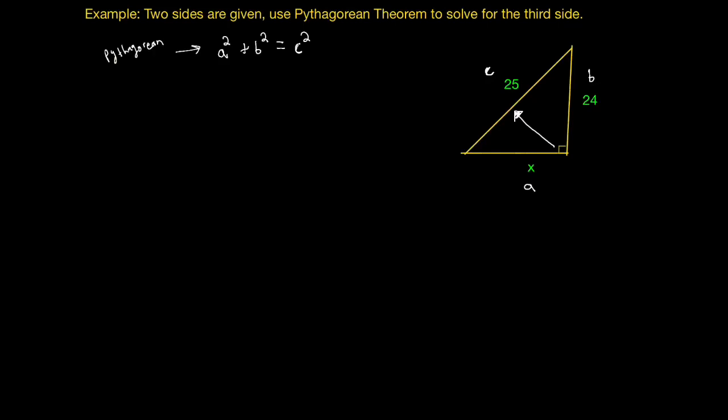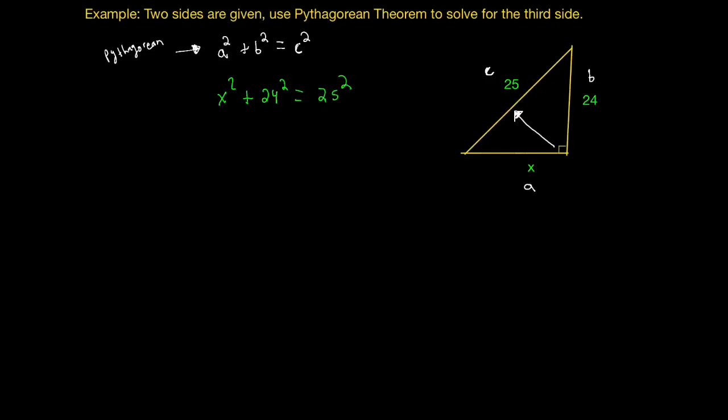Pythagorean theorem. And let's go ahead and apply the correct substitutions. So A, that's going to be X this time. And B, that's going to be 24. C is going to be 25. So we get that x squared plus 24 squared is equal to 25 squared.